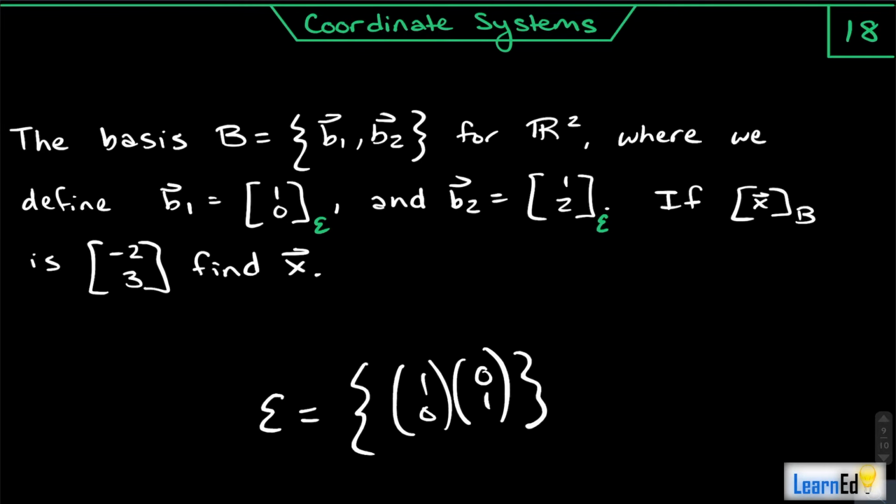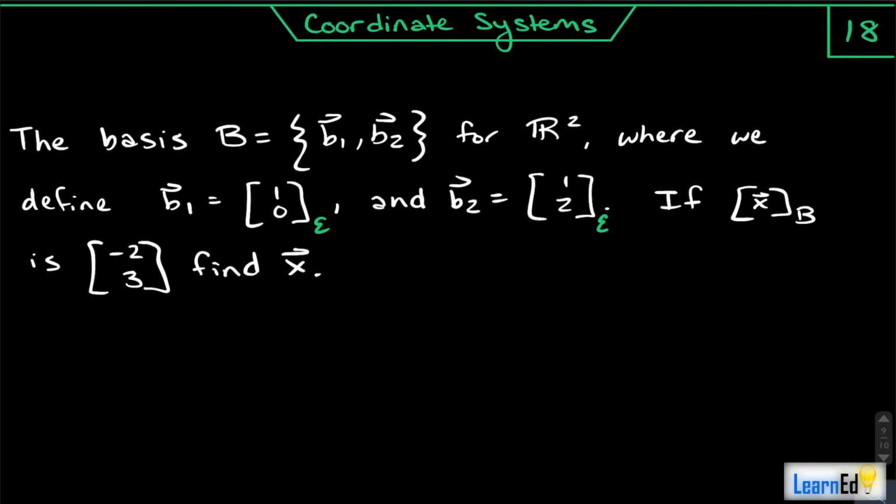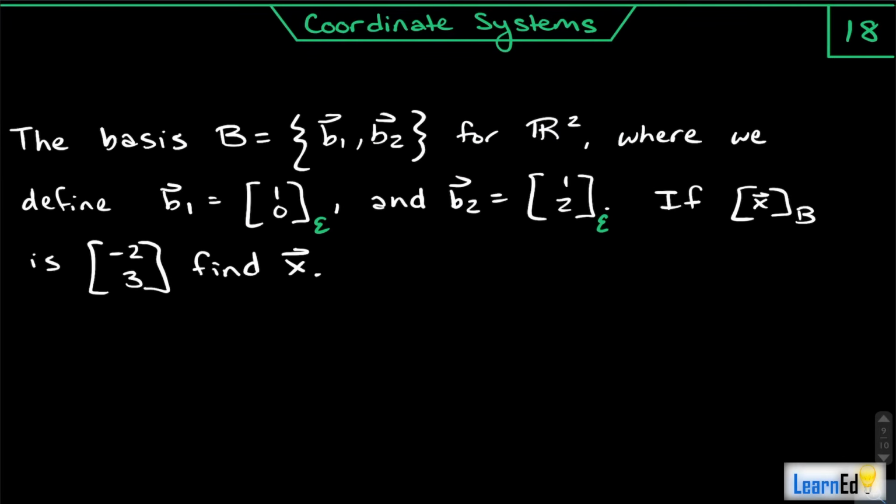It's our regular standard basis. Our regular graph paper has the standard basis. And it's saying if x relative to B is -2, 3, then what's x relative to E, the standard basis? That's what we're trying to find here. So that's how you need to imagine this. It gives us x relative to B, and we need to find x relative to E. I think that would make the problem a lot easier to look at. It's kind of just implied that when you don't have anything there, it's relative to E.